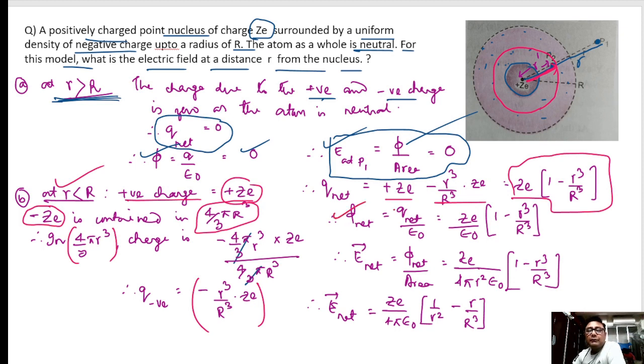So phi will be Q by epsilon O, where Q is the total charge. And electric field will be phi by area. Area is 4 pi r square. So dividing it, we get this. This is the electric field at a distance of R for a solid atom.